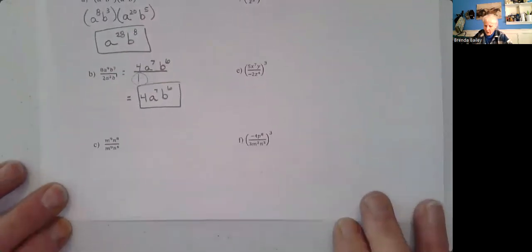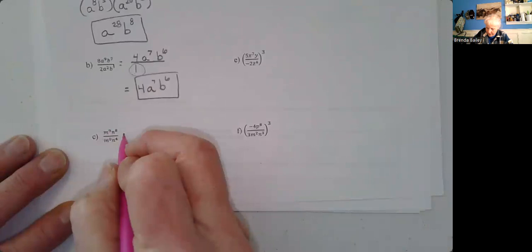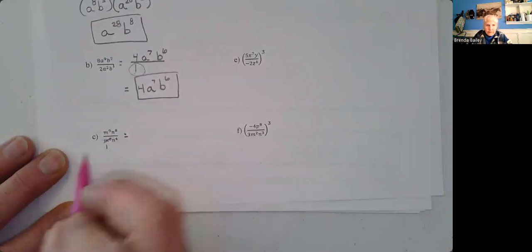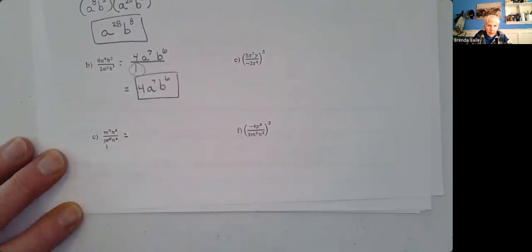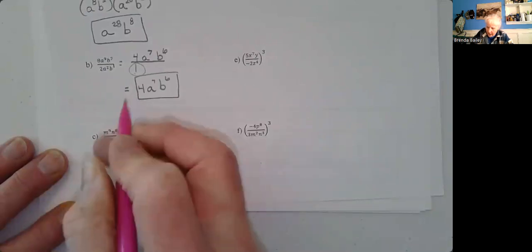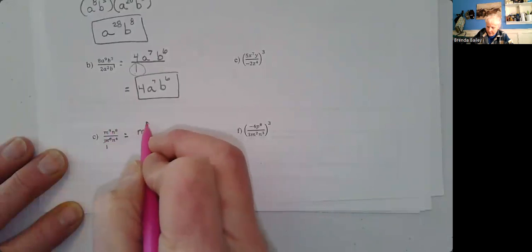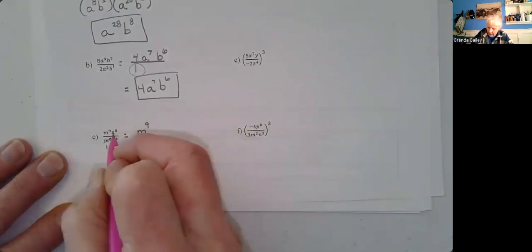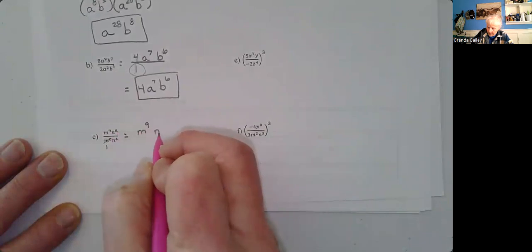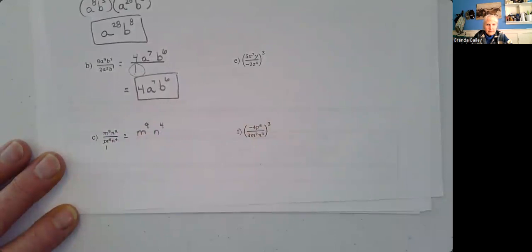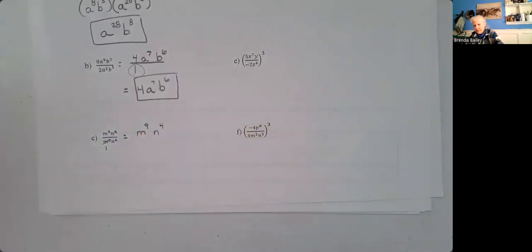All right, let's do another one. Here, looking at this, I do know that this right here is a 1. It's gone. It's just a 1. If you didn't recognize this, 9 minus 0 is 9. Okay, so either way, you're going to end up with just m to the 9th. N, 8 minus 4 is 4. That's it. You're done. Let's do another one.